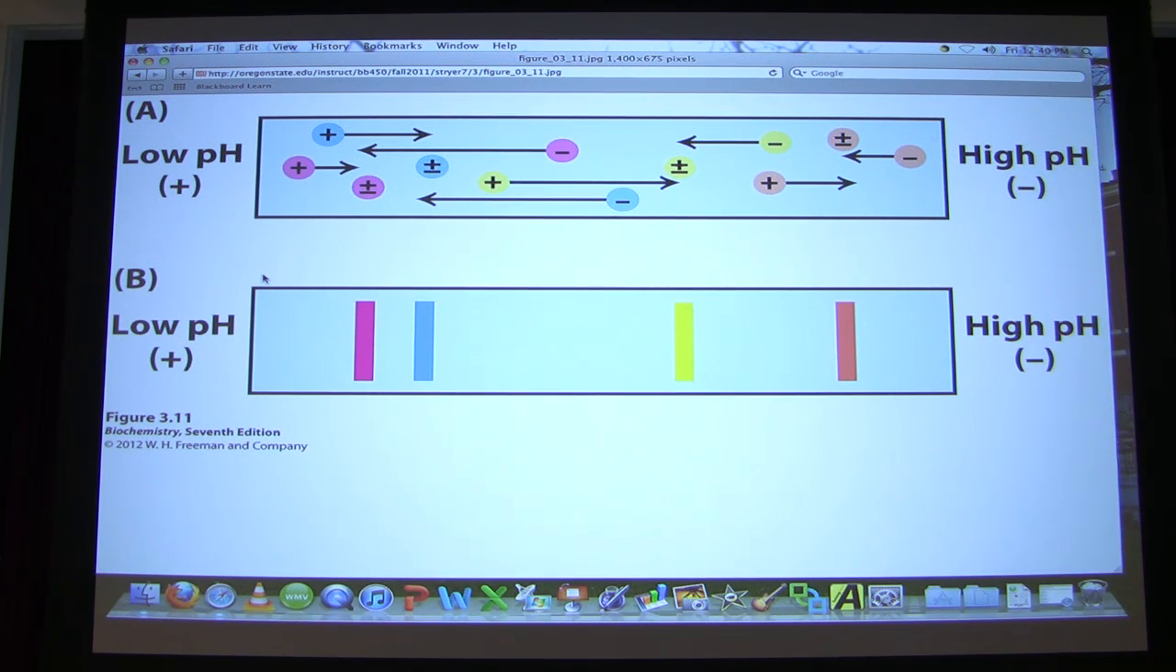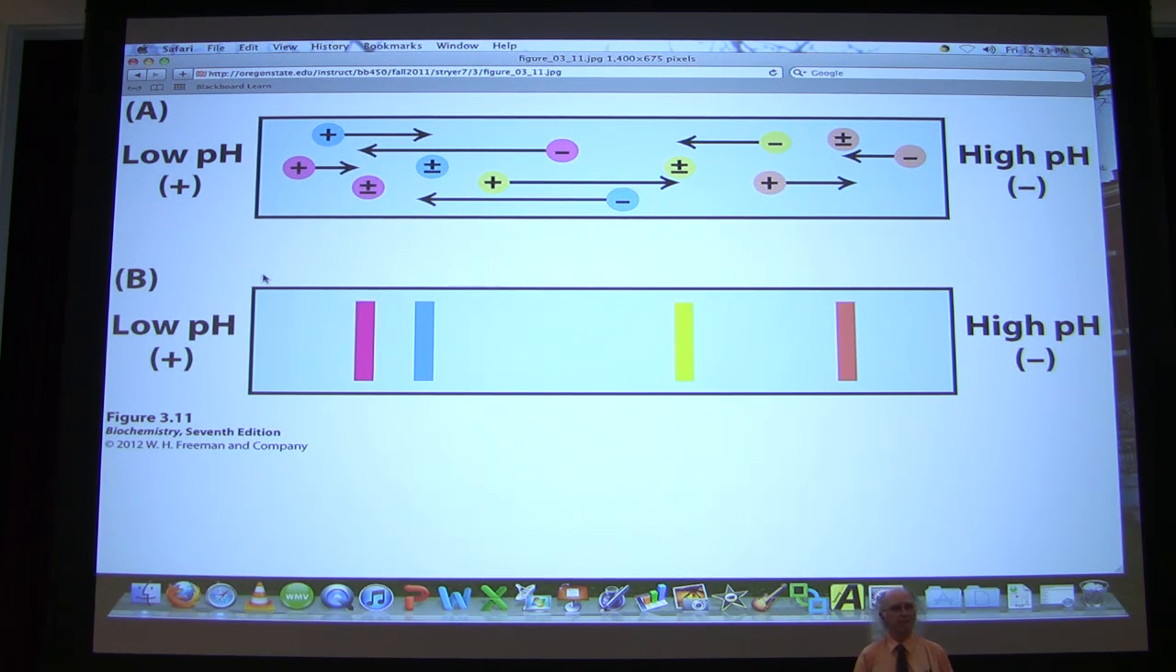Yes, sir? Do you really need beads? Yeah, it's a good question. I do need the beads because the beads provide a support. In theory, I wouldn't need to do that, but if I don't have the beads there, the proteins just come racing off. So yes, I do need the beads there.